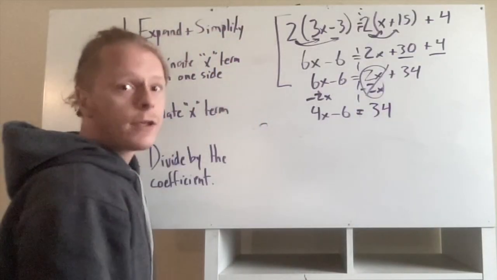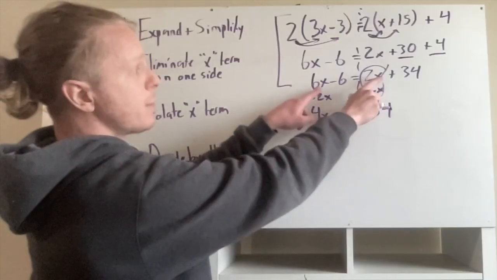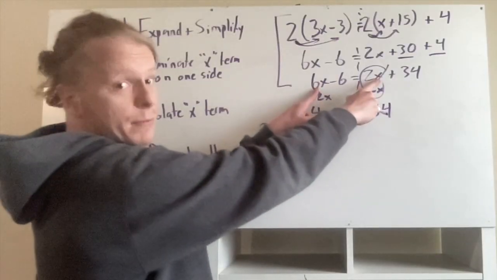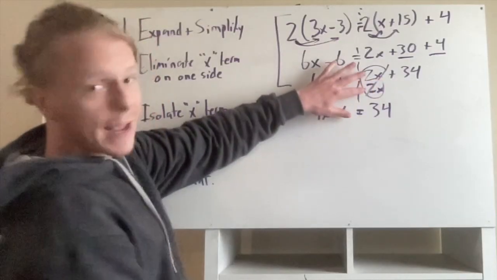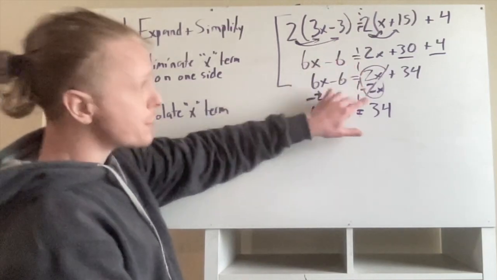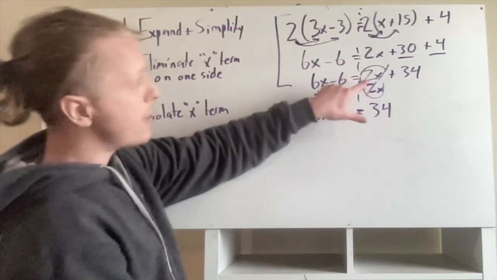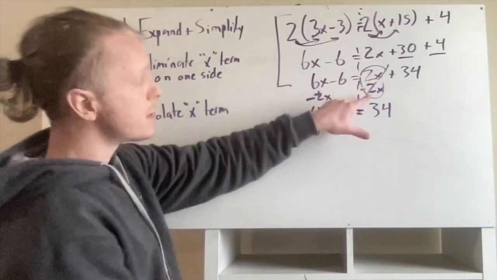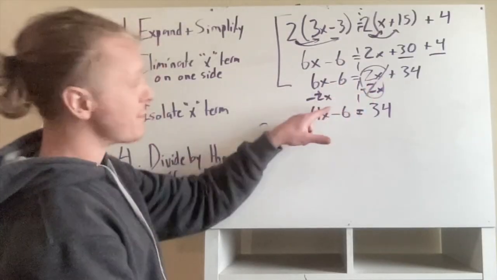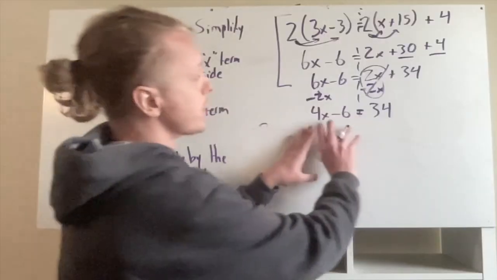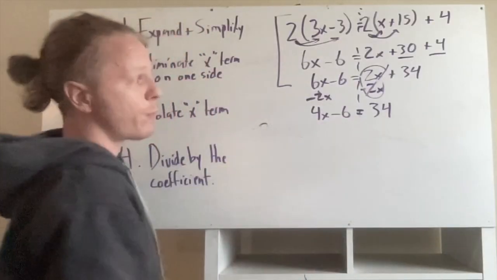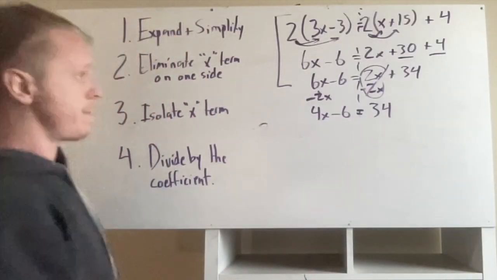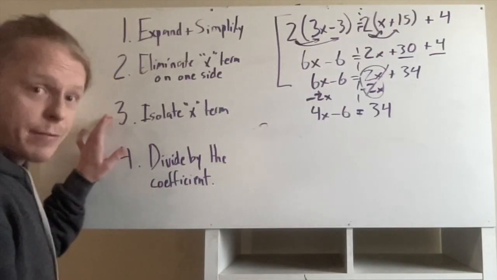Okay, so notice before we had x terms on both sides of the equal sign. That's a problem for us. So we eliminate one of the x terms, right? We chose to subtract 2x because I knew that would get rid of my 2x. And because I subtracted 2x, I have to do it over here as well. All right, so now this is what we're left with. 4x minus 6 equals 34. Takes us to step 3.